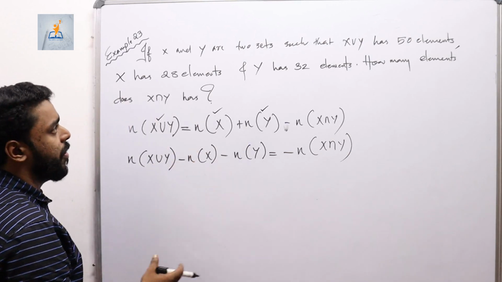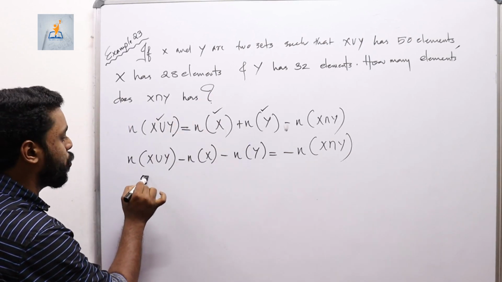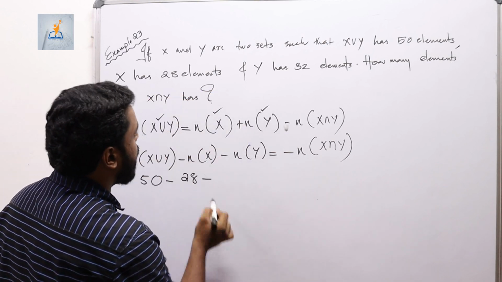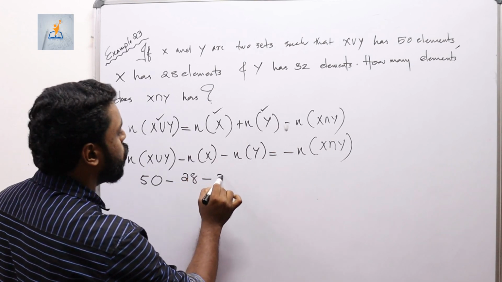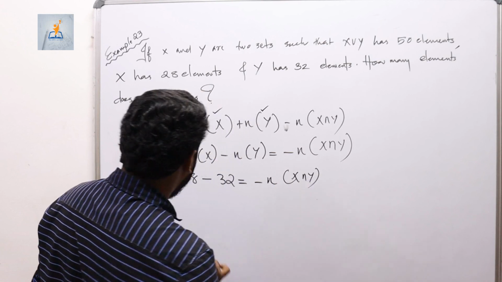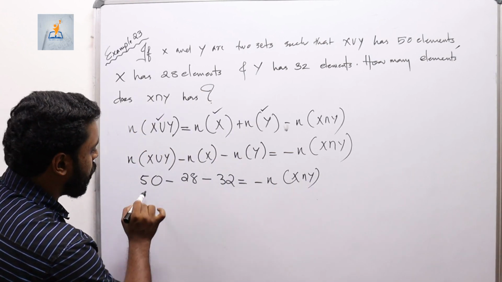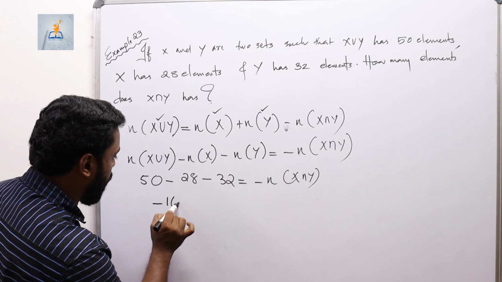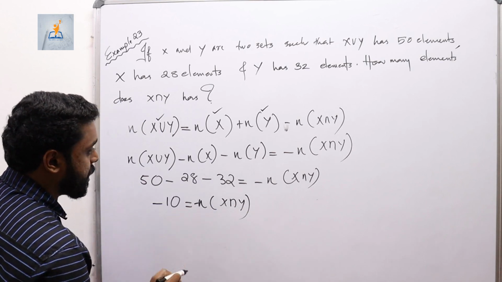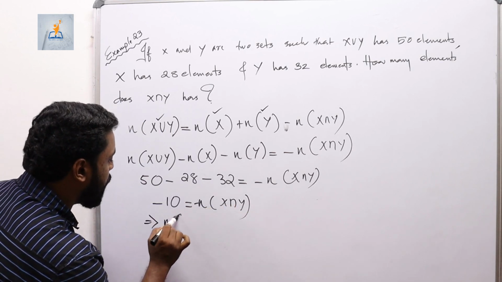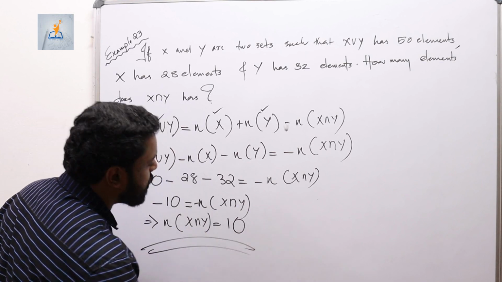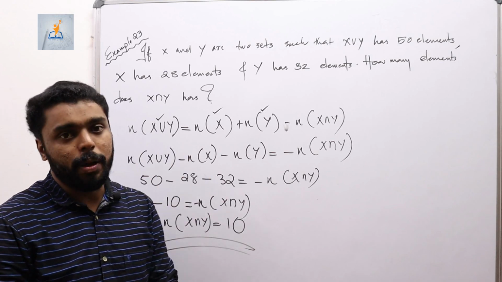Now I am substituting the given values. n of x union y is 50, minus n of x is 28, minus n of y is 32, is equal to minus n of x intersection y. On calculating, we get 50 minus 60, which is minus 10, is equal to minus n of x intersection y. Therefore, the number of elements in x intersection y is equal to 10. So this is the way to deal with such problems.